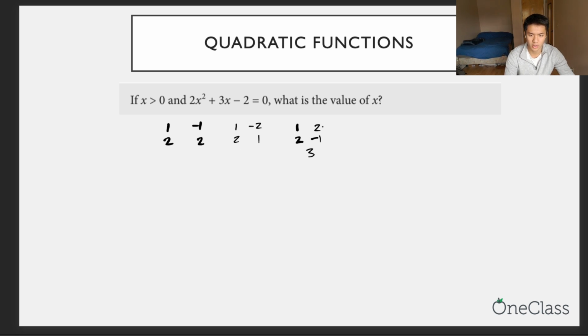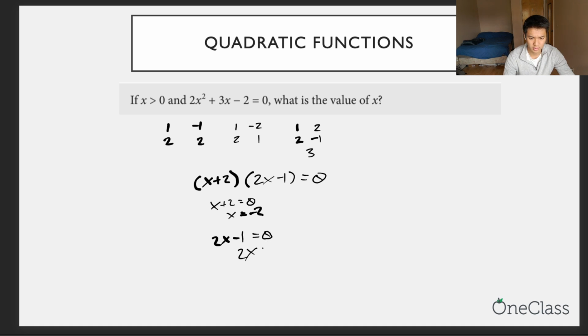If 1 and 2 is our top row, then we have x plus 2, and then 2 and negative 1 is our bottom row, so we have 2x minus 1, and that equals 0, right? In this sense, we know that we have two zeros here. If x plus 2 equals 0, then x equals negative 2. And if 2x minus 1 is equal to 0, then 2x equals 1, and x equals 1/2.